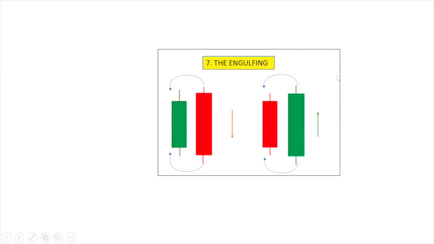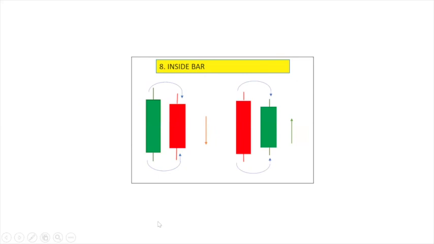So the price is going to go bullish. This is called an engulfing candle. Okay, I'll show you later if possible. I can see if I have some examples or not.